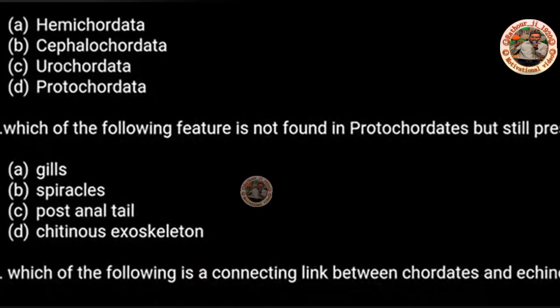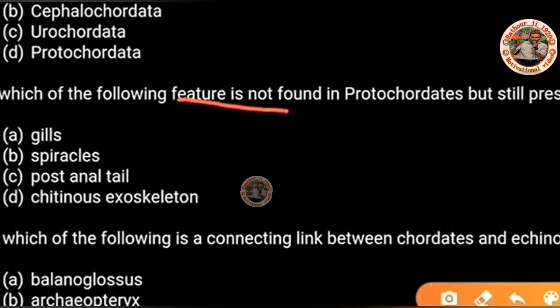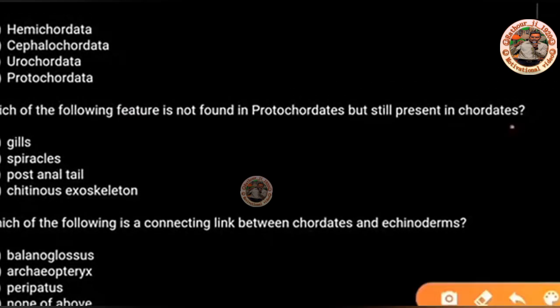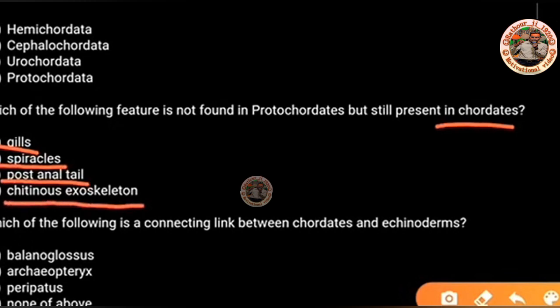Question 19. Which of the following feature is not found in protochordates but still present in chordates? Option A, gills. Option B, spiracles. Option C, post-anal tail. Option D, chitinous exoskeleton. So the right answer is option C. Post-anal tail is not present in protochordates but still present in chordates. Post-anal tail in case of human is present only during the embryonic stage while it is absent in adult. And post-anal tail is formed by the body extending beyond the anus.